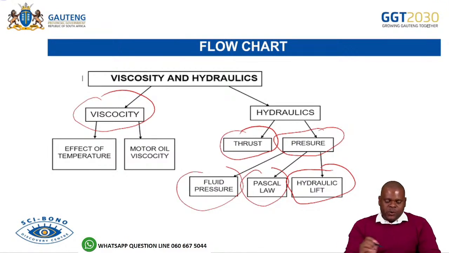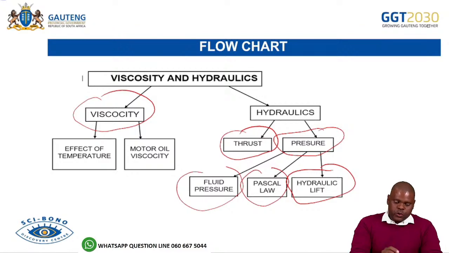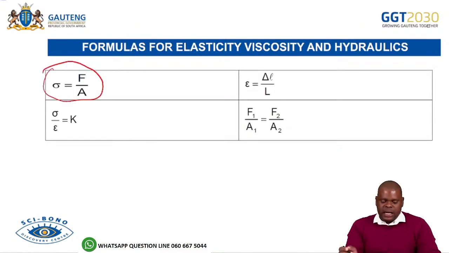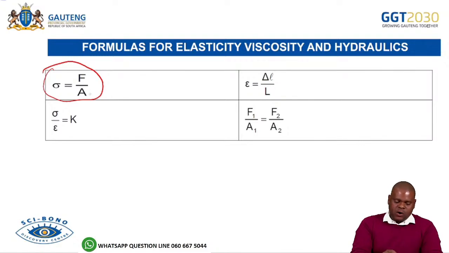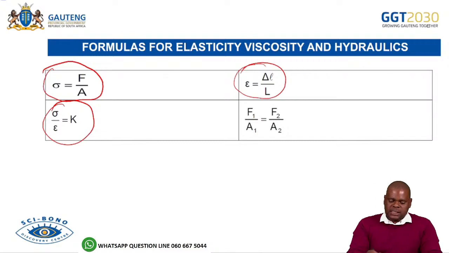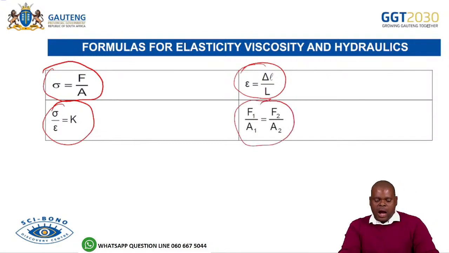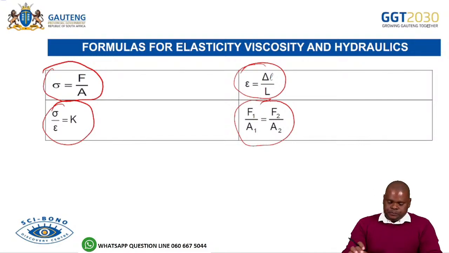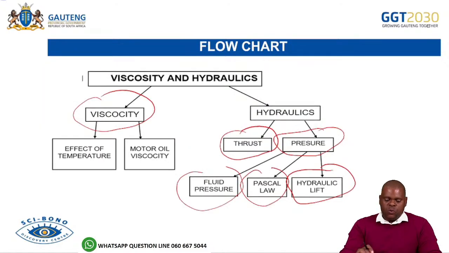And then what you see here are formulas that we got from the formula sheets. These formulas are for what? Elasticity, viscosity, and hydraulics. You can see here, this is the formula for stress, and this one is for strain. And then this is the formula for modulus, and we use this formula when we're calculating for the hydraulic lift, where we'll be looking at the force and the area.